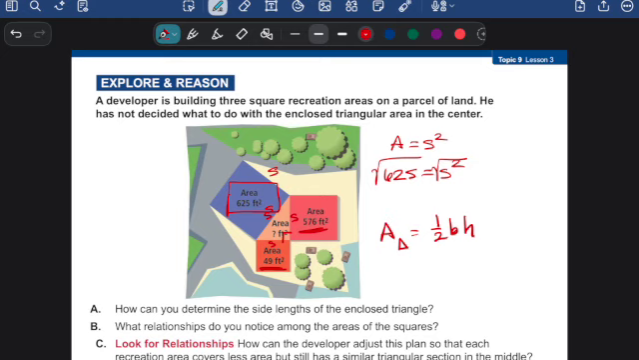How can the developer adjust this plan so that each recreation area covers less area but still has a similar triangular section in the middle? Well, that just means we want to shrink the whole plan. We could multiply each of the side lengths by the same scale factor. For instance, we could make it 1/4 smaller, so multiply each of the side lengths by 1/4. And it would still have the similar arrangement.